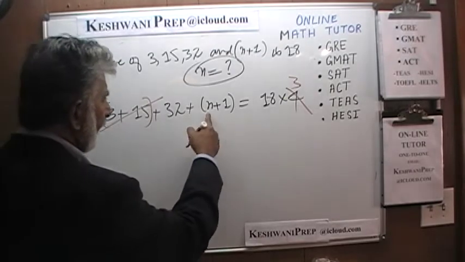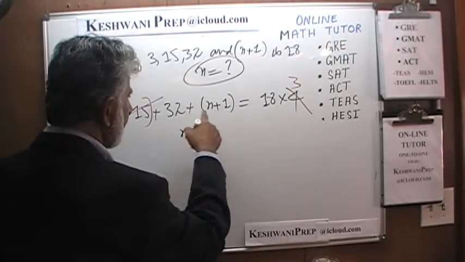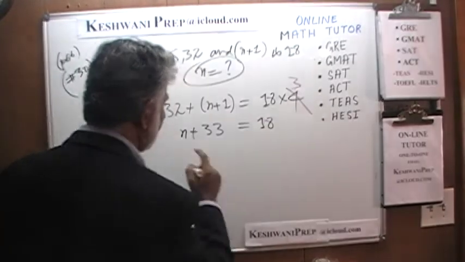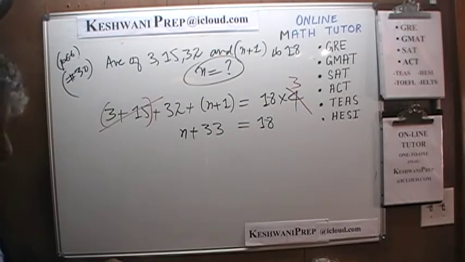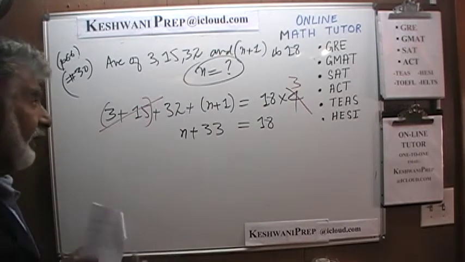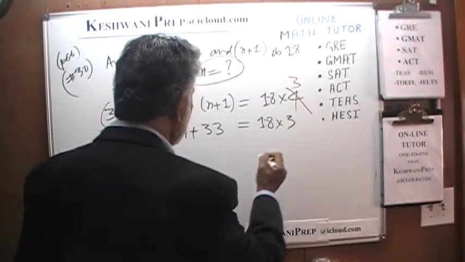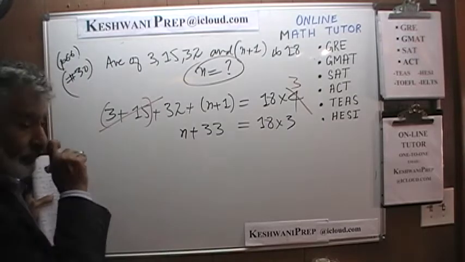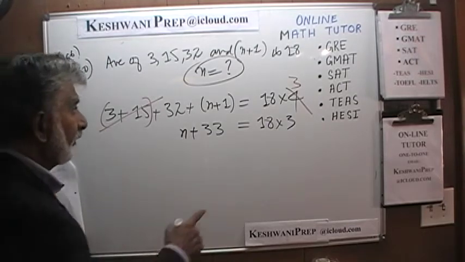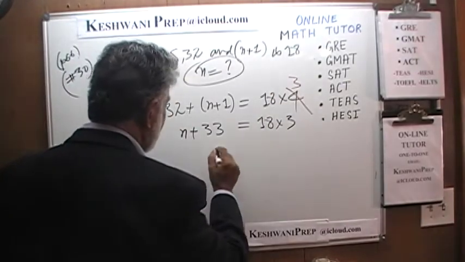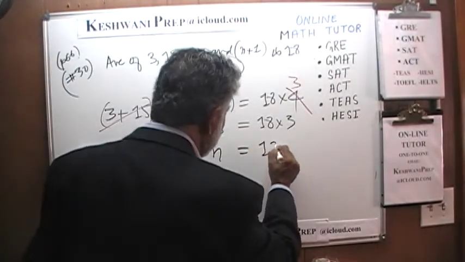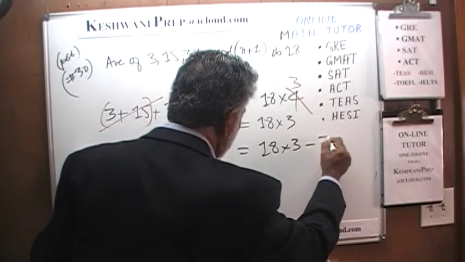So here we have n plus 32 plus 1, which is 33, equals 18. Something has gone drastically wrong, has it? Or maybe not. Oh, it's not 18, it's 18 times 3. I forgot that, which is why I thought something had gone wrong, because I was about to get a negative number. Not that we can't have a negative number, but I found it odd. So n equals 18 times 3 minus 33.